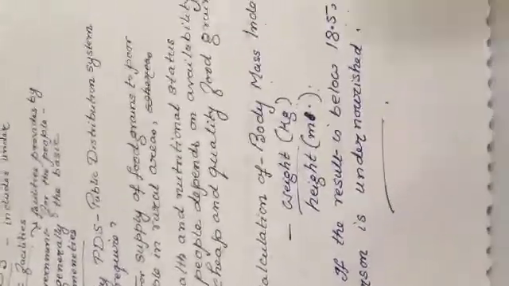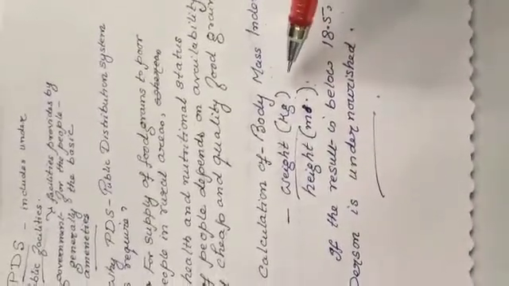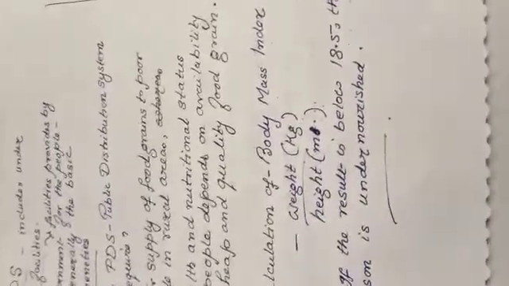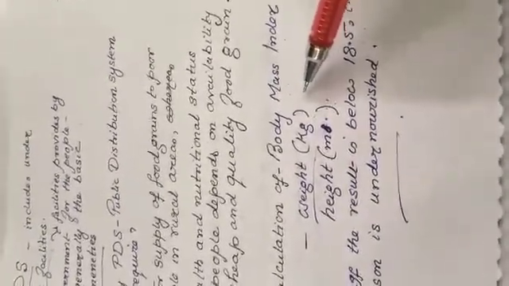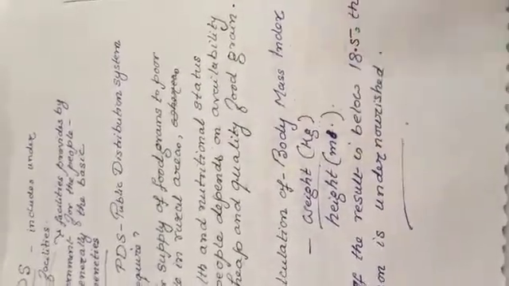Within this we have to know a little about the calculation of body mass index. That means weight divided by height squared, with weight in kg and height in meters. If the result is below 18.5, then the person is undernourished. So the unit of weight should be kg, and the unit of height should be meters.